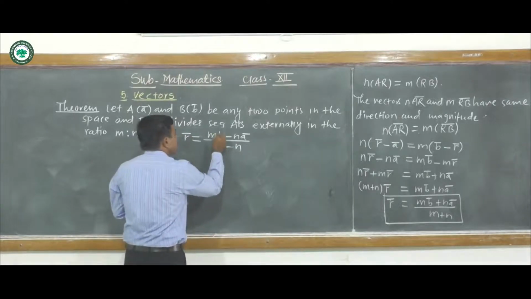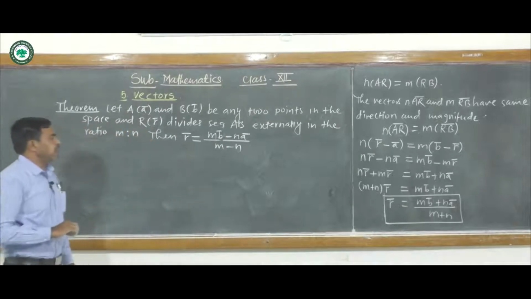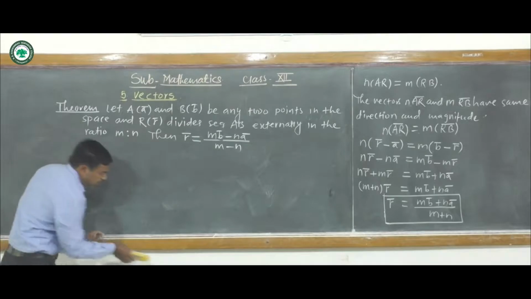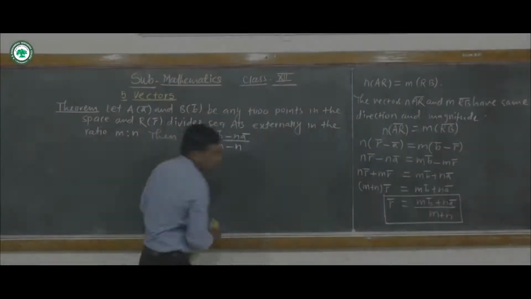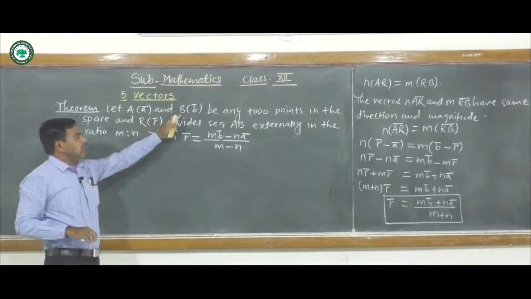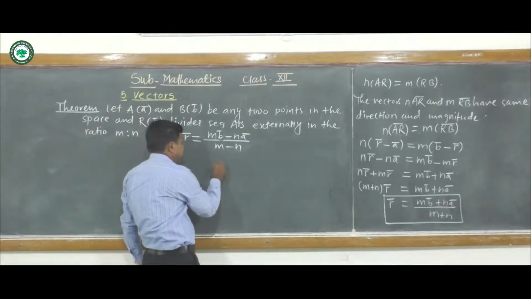m into B bar minus n into A bar divided by m minus n. Okay, we see the proof of this theorem. We have 2 points in the space, A with A bar and B with B bar. Suppose these 2 points are here.